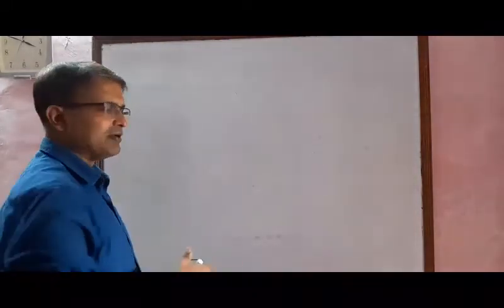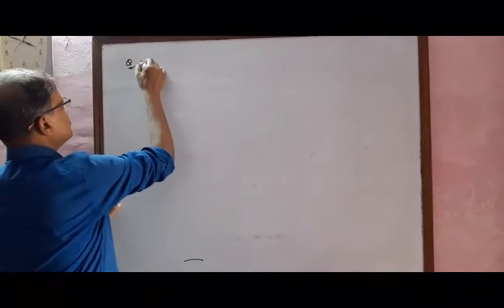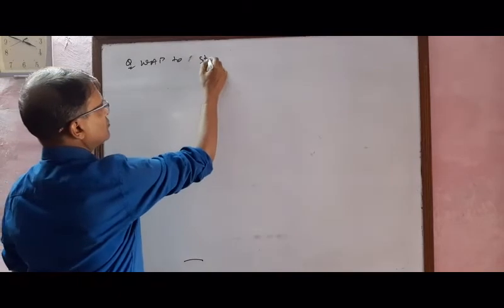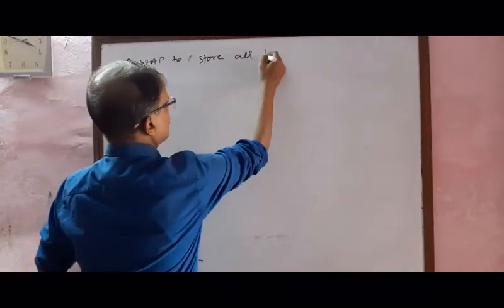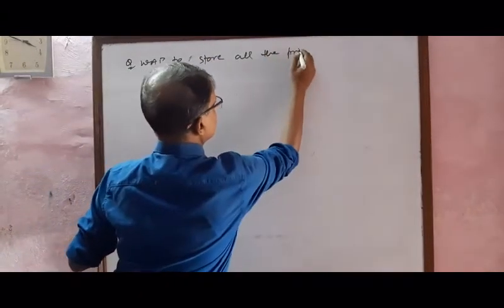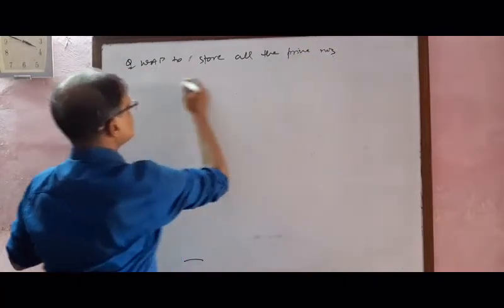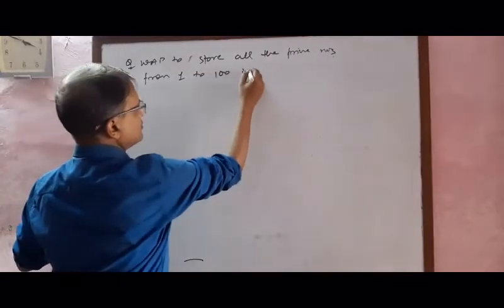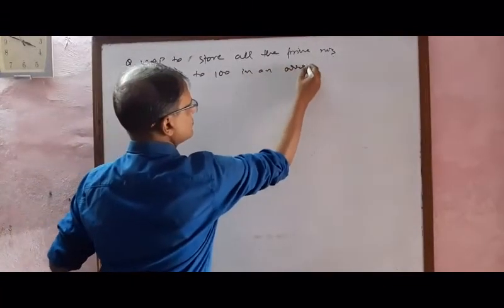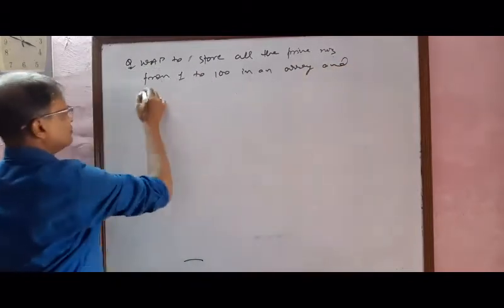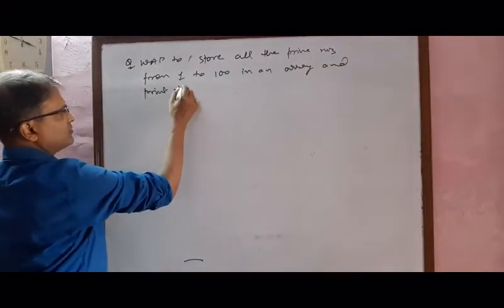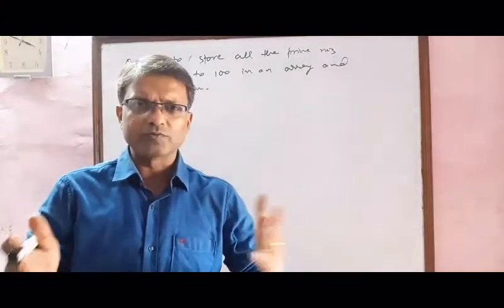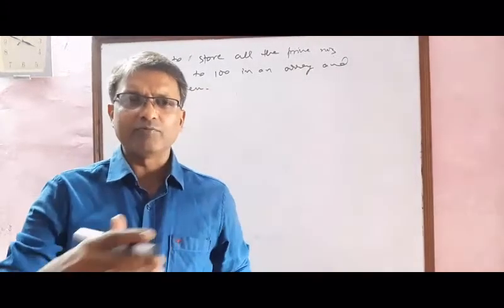So our next program is: write a program to store all the prime numbers from 1 to 100 in an array and print them. This time we have to store all the prime numbers from 1 to 100 in an array and then we have to print them.